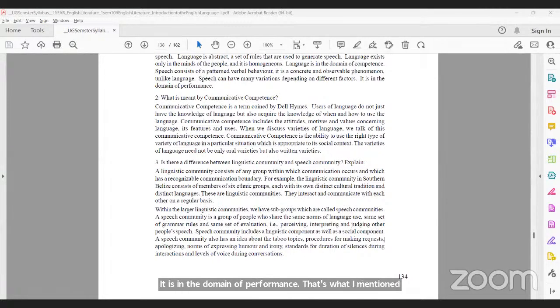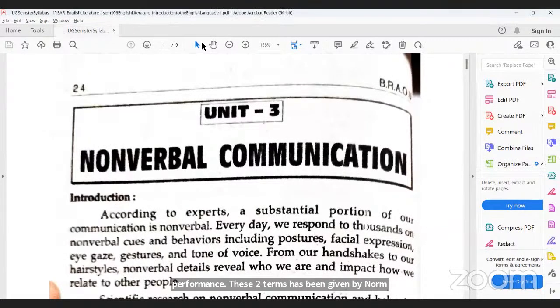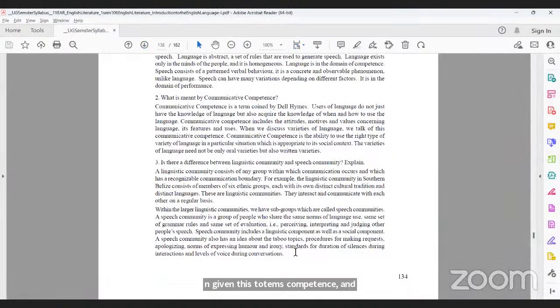Now there is a concept called communicative competence. This is a very important term. Communicative competence is a term that has been given by Dell Hymes. It has been written over here, right? And remember two other terms, competence and performance. These two terms have been given by Noam Chomsky. Yesterday I told you, Noam Chomsky gave these two terms, competence and performance. But communicative competence, this term has been given by Dell Hymes.